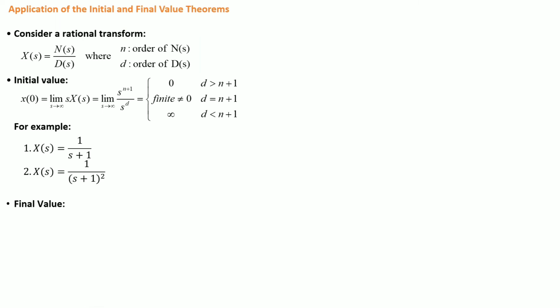For example, we can take X of s equal to 1 by s plus 1. Here we are going to find the initial value. So the limit as s tends to infinity of s multiplied by 1 divided by s plus 1. We can see it's in the form infinity by infinity, so we will differentiate numerator and denominator one time. The answer of this function will be 1 divided by 1, so 1 is the answer.